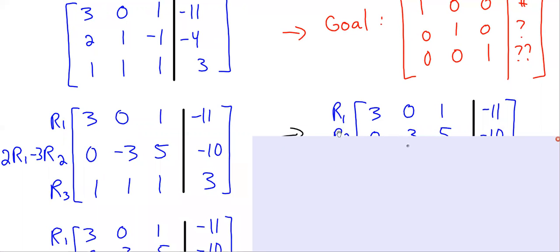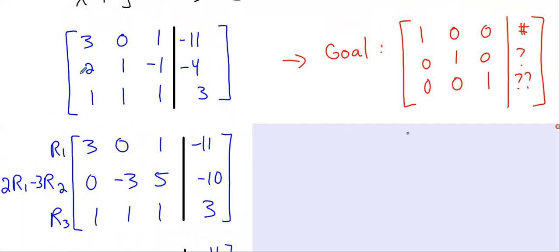So I'll follow this along with the pen here. So row 1 stays the same. Now, how did row 2 change? Row 2 changed because I wanted a 0 here. Now, how do I get a 0 here?